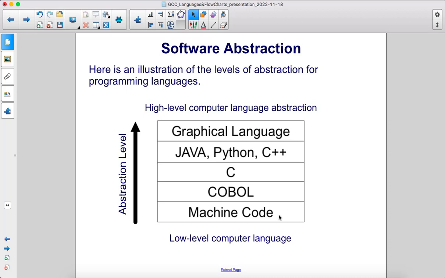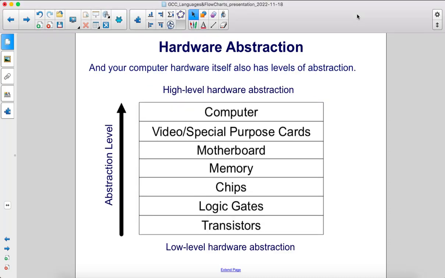Here's an illustration of the levels of abstraction for programming languages. At the very bottom, we have machine code, which is low-level computer language. This is what computers can actually understand. At the very top is graphical language, which is very easy for humans to understand. And your computer hardware itself also has levels of abstraction. At the very bottom, we have transistors, which can be on or off, ones or zeros. And at the very top, we have a computer that humans can use.